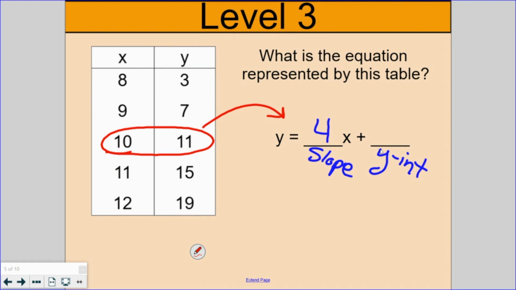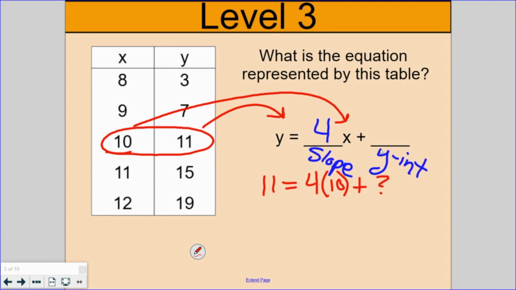So our y is 11. We still have our slope of 4, but our x is going to be 10. And then we're going to add, oh, we don't know our y-intercept. So that's our question mark. That's our variable. So let's simplify it. 11 equals 4 times 10 is 40 plus, and we don't know what our y-intercept is.